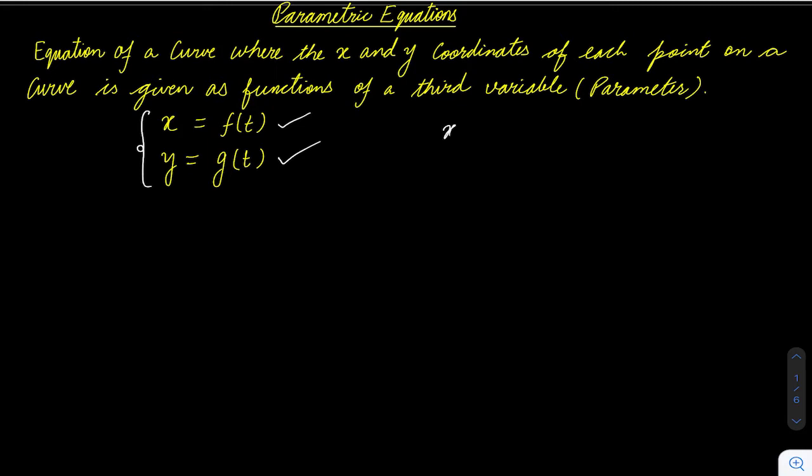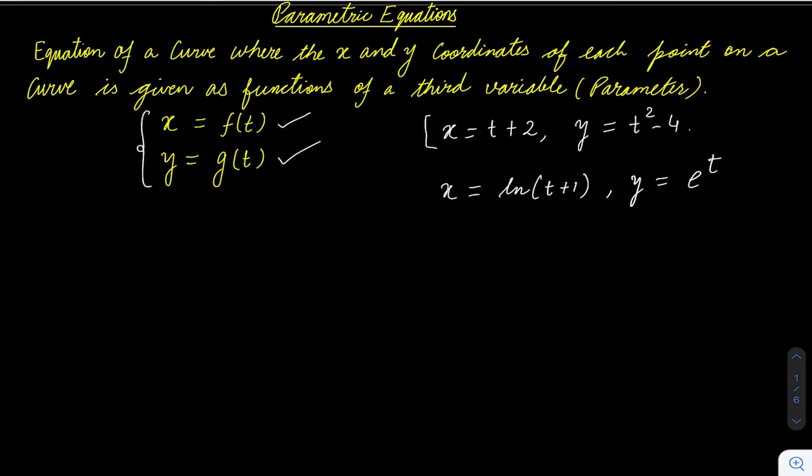For example, let's say you have x equal to t plus 2, y equal to t square minus 4. As the x coordinate is given in terms of t and the y coordinate is a function of t, this is a parametric equation. There can be a parametric equation in log also. They can give you something like this: ln of x equal to ln of t plus 1, y equal to e raised to power t. So we can have a curve like this also.